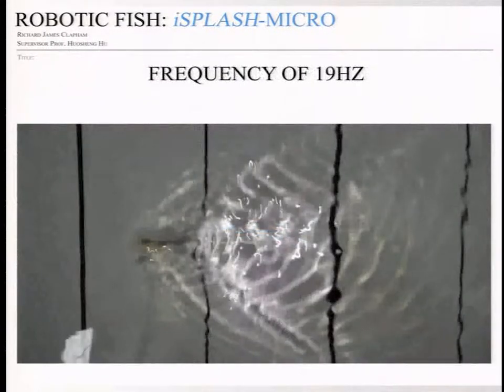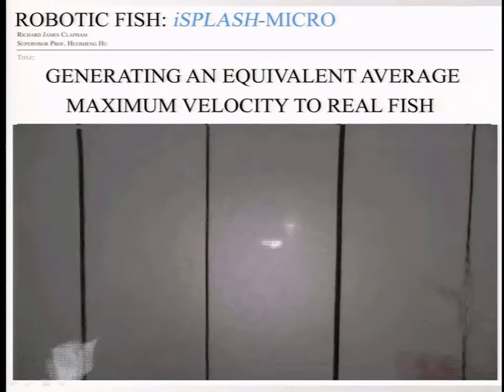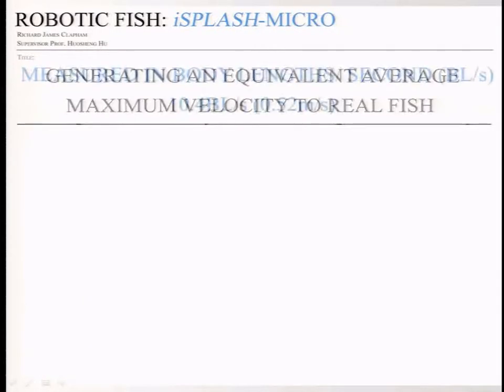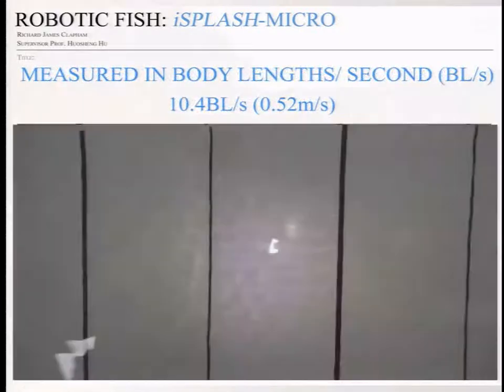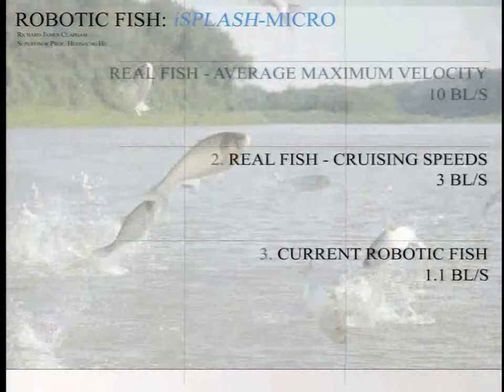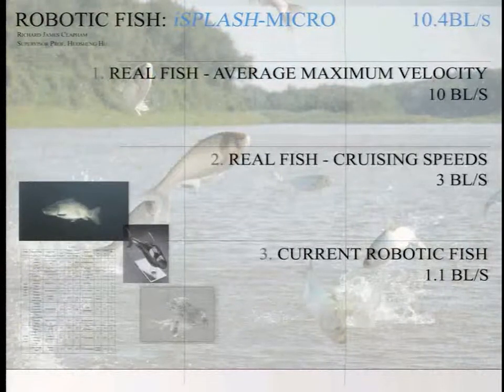This is a real-time video of the small fish during field trials, achieving maximum swimming speeds of real fish, measured in body lengths a second, with a consistent maximum velocity of 10.4 body lengths a second. In comparison, current robotic fish have achieved a maximum velocity of around 1 body length per second. Live carangiform fish, such as the common carp, cruise around 3 body lengths a second and have a maximum velocity of 10 body lengths a second.